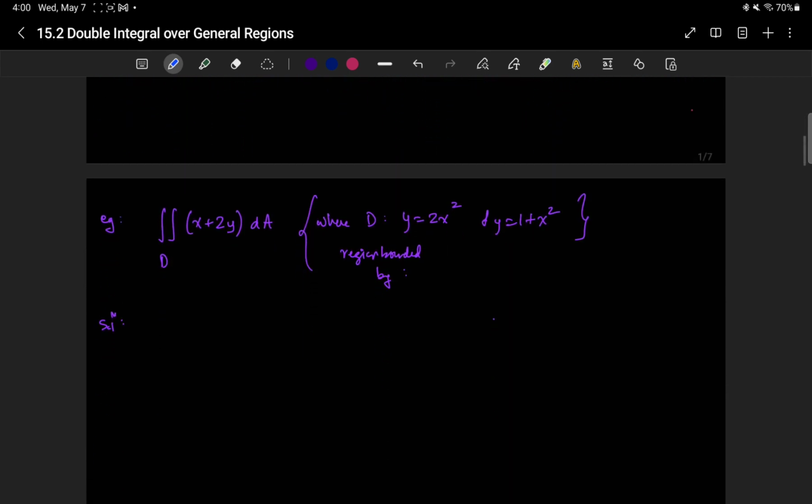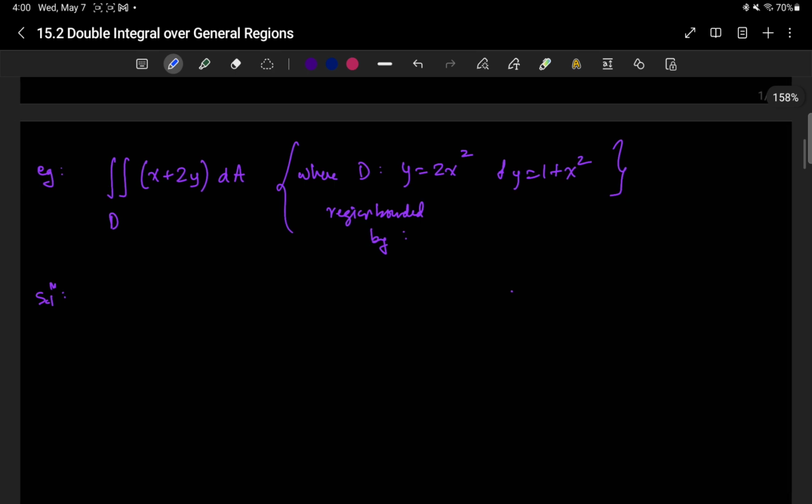Let's look at an example. Suppose you are asked to find the double integral of x plus 2y dA, where D is the region bounded by the parabolas y equals 2x squared and y equals 1 plus x squared.